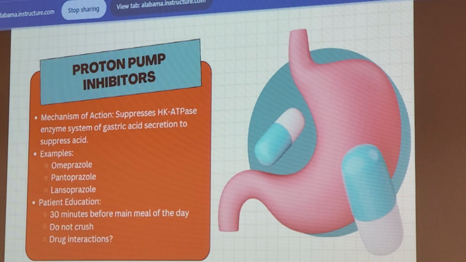PPIs will interact with a lot of other drugs, and also certain foods as well. Typically we want to start this about 30 to 45 minutes before a meal, so you're usually going to take this in the morning for breakfast. So wake up, take this, and then 30 to 45 minutes later, eat breakfast, and go on about their day. Typically we're never going to crush this. They have an IV form of it as well, so that's when we're going to use it most often.